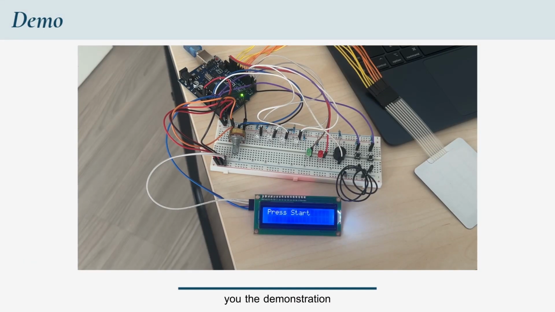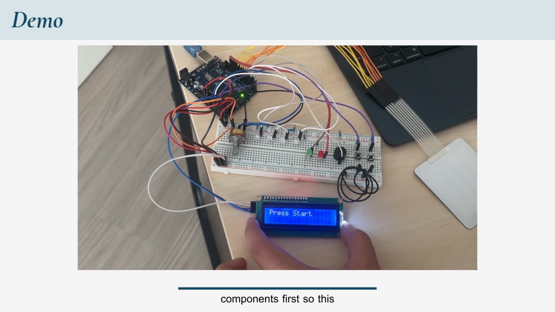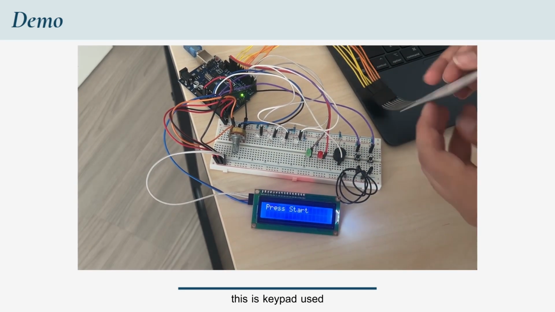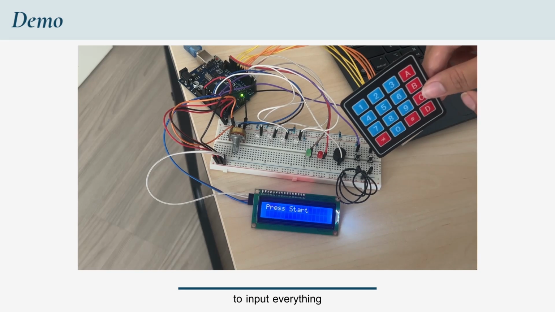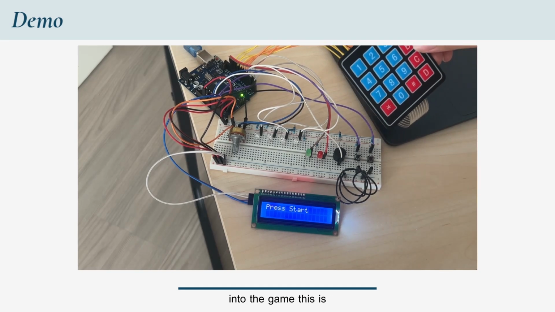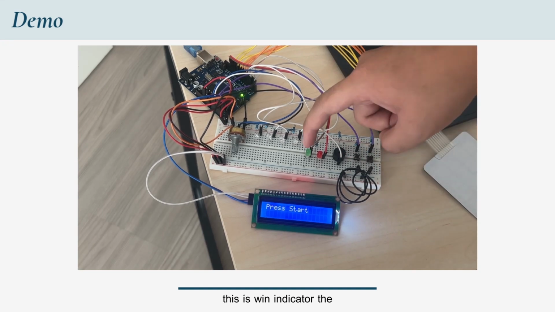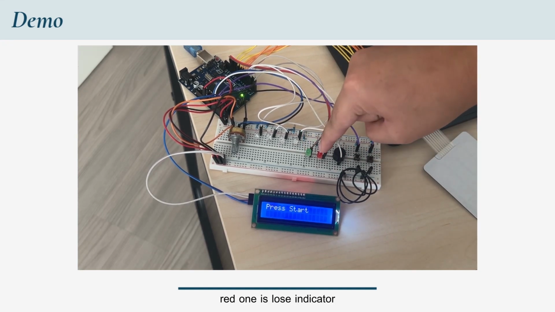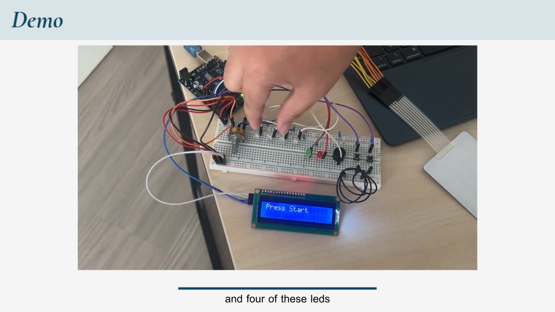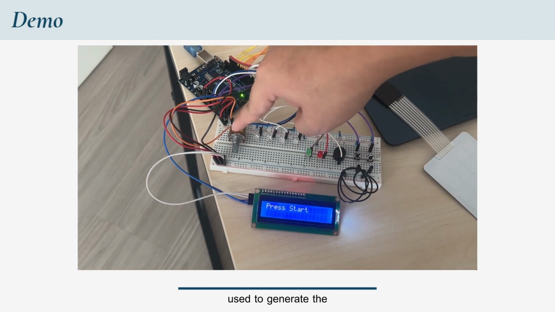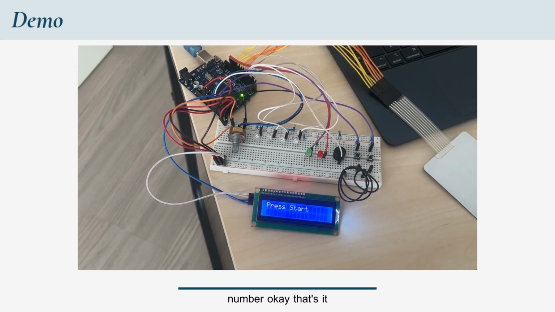Okay guys, I will show you the demonstration of this project. First, I will introduce you to the components. This is an LCD display used to display everything in the game. This is the keypad used to input everything like the timer and answer into the game. This is the start button, this is the reset button, this is the buzzer, this is the win indicator, the green one, and the red one is the lose indicator. And four of these LEDs will show you the binary number. This potentiometer is used to generate the number. Okay, that's it. So let's start the demonstration.